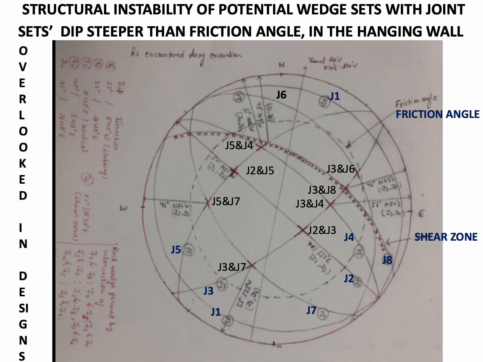These joint sets which form these wedges are vertical and subvertical and are much steeper than the angle of internal friction of the rock mass. With the presence of crushed material and clay in the gaps of these joint sets, they make a large zone of stress relieved rock mass.